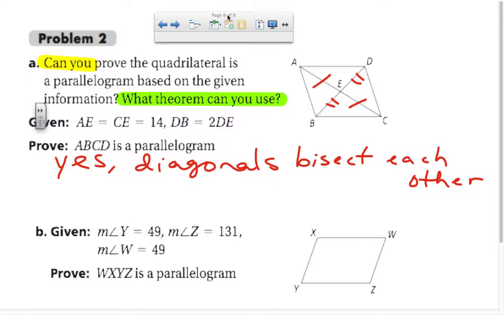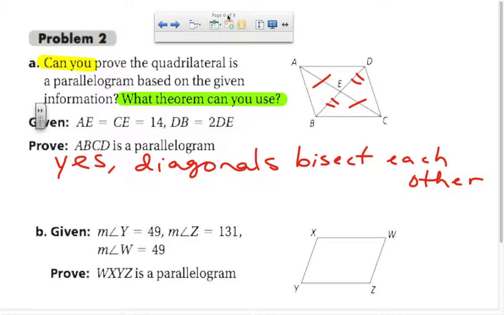In part B, yes. I'm sorry, say that again? How do I know that they're equal? Because they're telling me that the length of DB equals 2 times DE. In other words, another way to put it is that DE is half of DB. Well, where's the other half? EB. You're good? Okay. In part B, let's take the information that we're given and put it in the diagram.